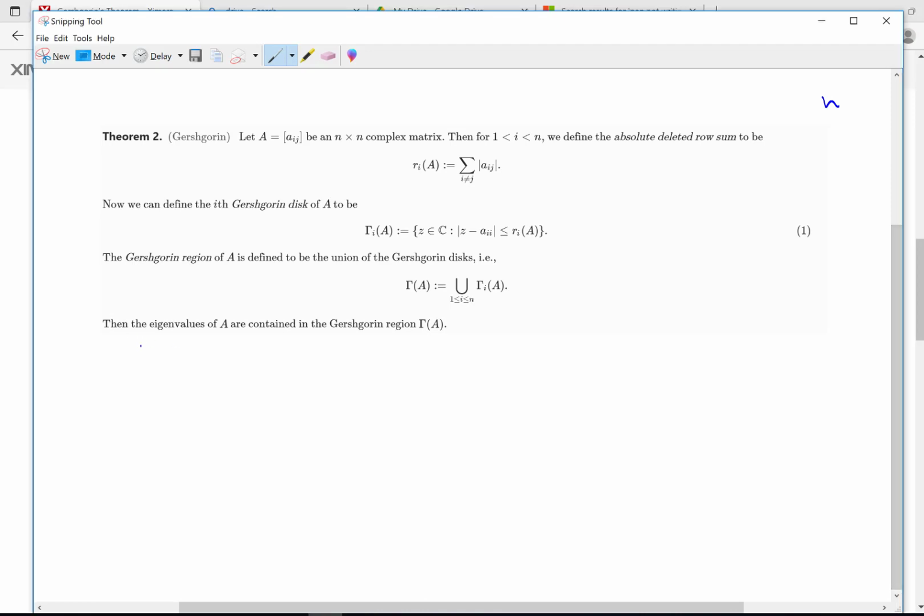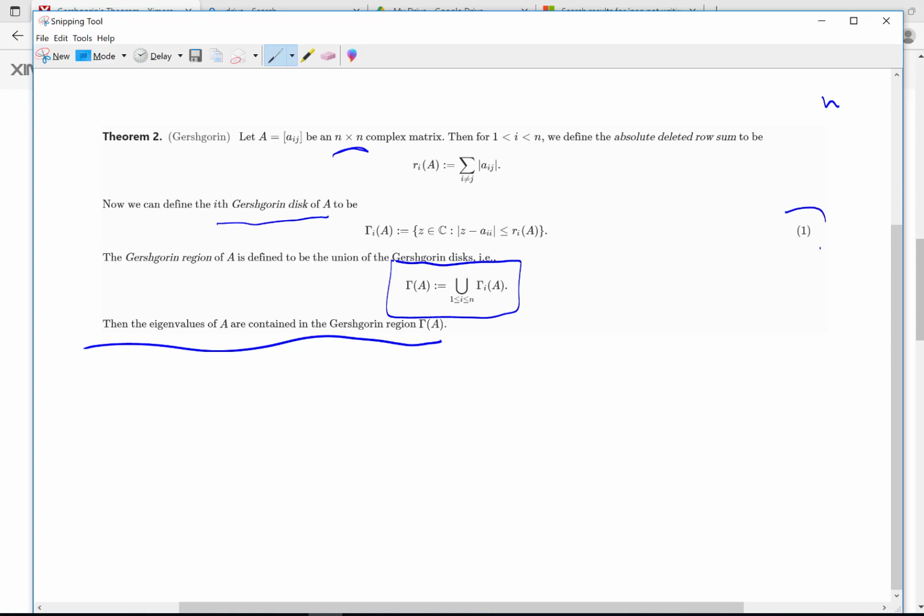The conclusion of the theorem is that the eigenvalues of A are contained in the Gershgorin region gamma of A. That's a capital gamma, which is the Greek G. And it's defined in the equation right above it. It says that gamma of A is defined to be the union of the gamma i of A's. Now these gamma i's are Gershgorin disks, and it says the union as i ranges from 1 to n. So there are going to be n disks if you have an n by n matrix. So in the exploration, you had a 3x3 matrix, and you saw 3 disks. And the eigenvalues always appear in those disks.